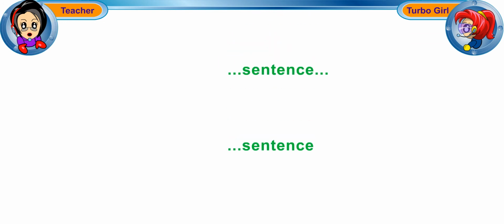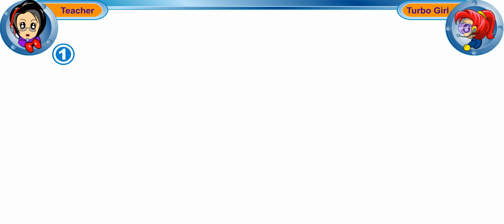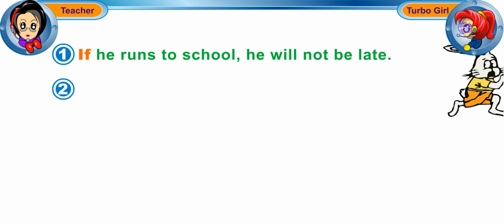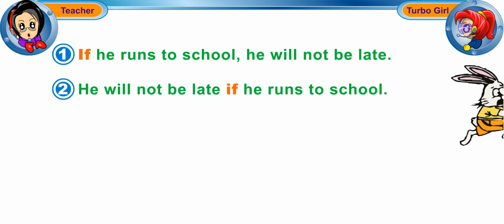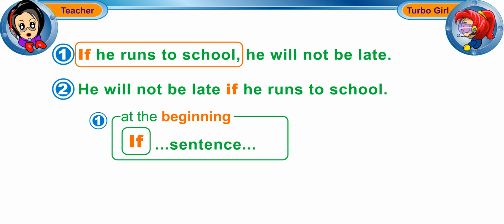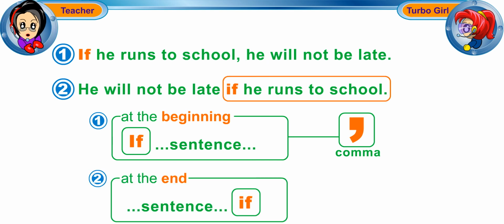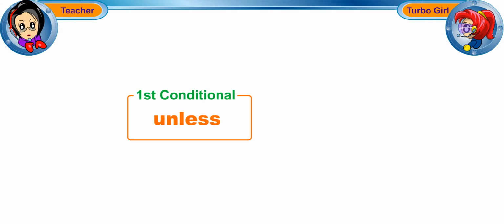We can write the if clause at the beginning or at the end of a sentence. Look at these two sentences carefully. 1. If he runs to school, he will not be late. 2. He will not be late if he runs to school. When we write the if clause at the beginning, we must put a comma at the end of the clause. But when we write the if clause at the end of the sentence, we do not have to put the comma.